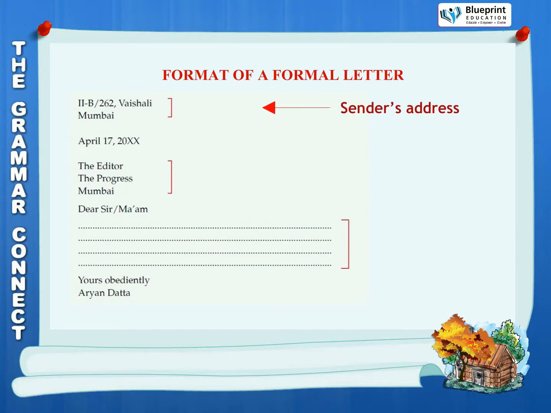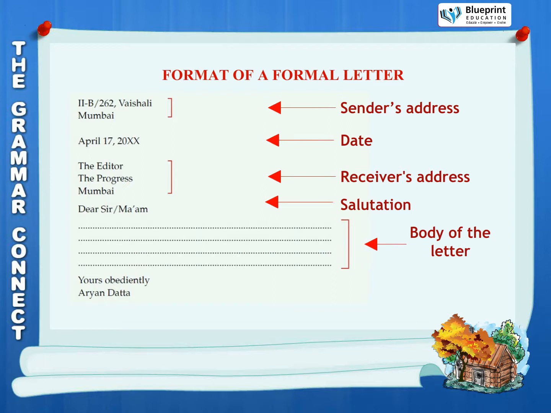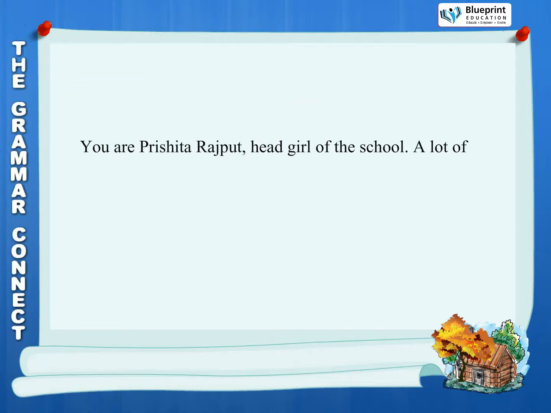Format of a formal letter. Sender's address: 2B by 262 Vaishali, Mumbai. Date: April 17, 2000. Receiver's address: the editor, The Progress, Mumbai. Salutation: Dear Sir or Ma'am. Body of the letter. Subscription: Yours obediently. Signature: Aryan Datta.